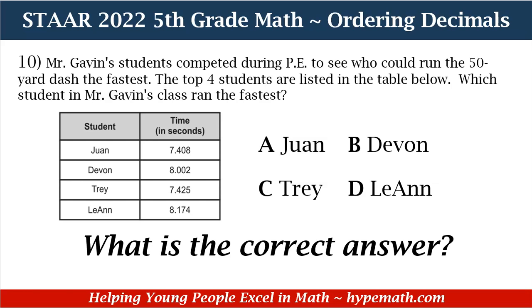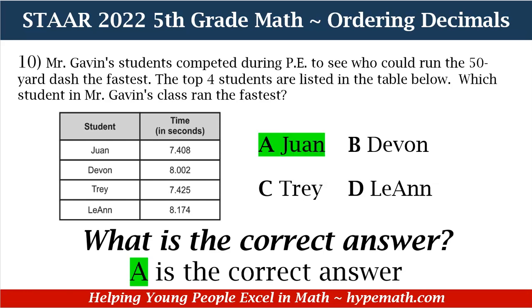So in looking at the table, what is our correct answer? Who is the fastest student? Is it A, Juan with a time of 7.408? Is it B, Devon with a time of 8.002? Is it C, Trey with a time of 7.425? Or is it D, Leanne with a time of 8.174? If you said A, Juan, you are absolutely correct because Juan has the smallest time.